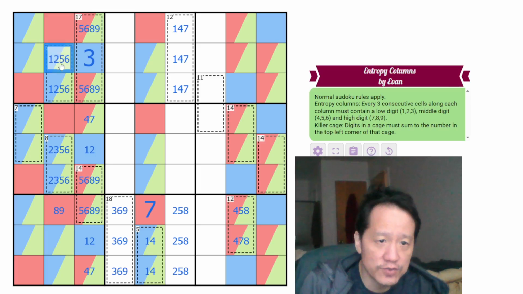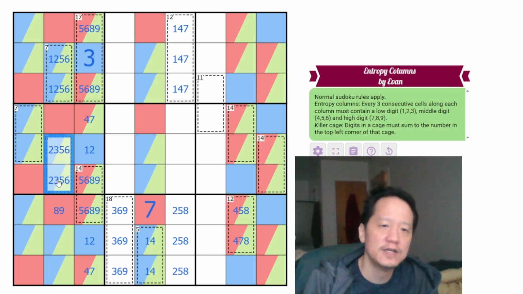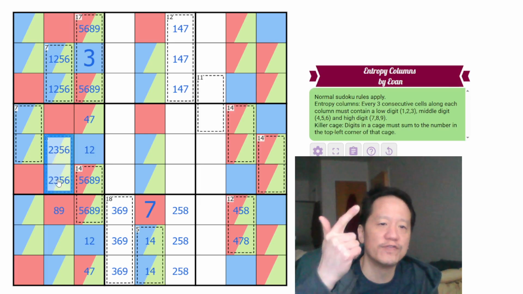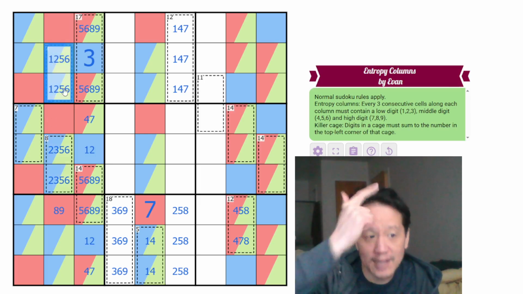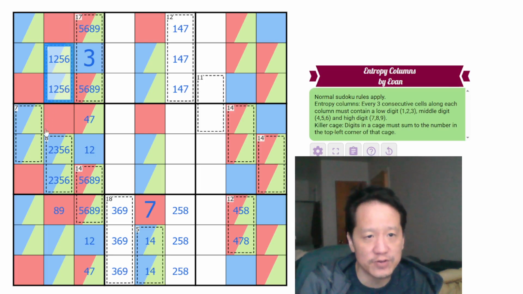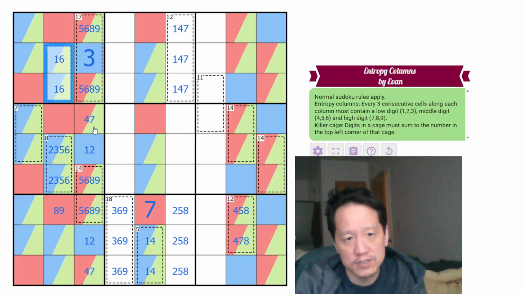But if this is 2, 5 here, that eliminates all possibilities for this cell, because again, this cage has to be 2, 6 or 3, 5. And again, if it's 2, 5, that eliminates 2, 6 and 3, 5, which is not possible for this cage. So this cannot be 2, 5, it has to be then 1, 6.